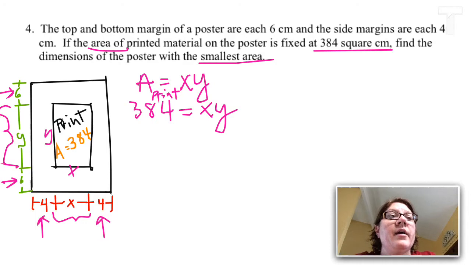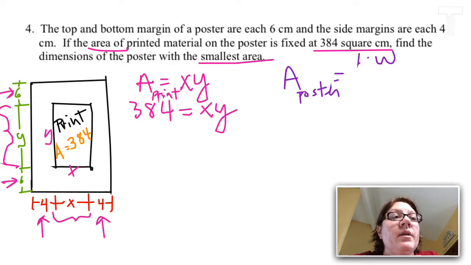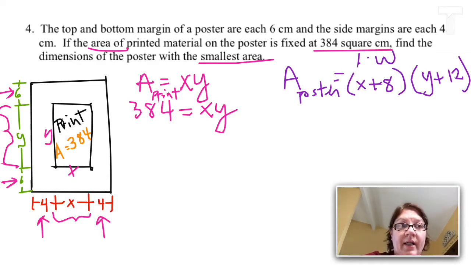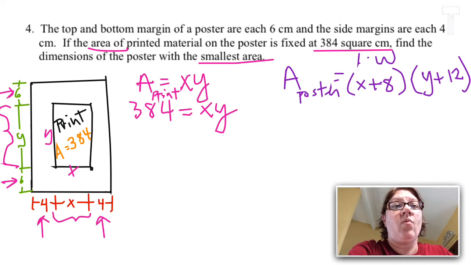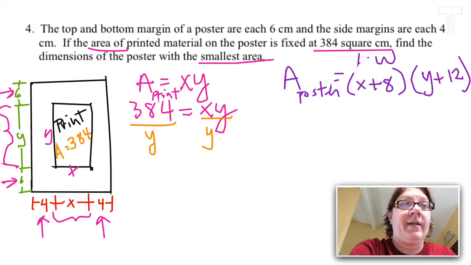And now I want to look at area of poster. So of course the area of the poster is length times width, but the length is X plus 8, that's the bottom, and the width is vertical, that's Y plus 12. And I'd like to get that all in terms of one variable. So over here on the left, I'm going to get one of these variables by itself. My choice, really. I'll get X by itself. Doesn't really matter. I flipped a coin is what I did.